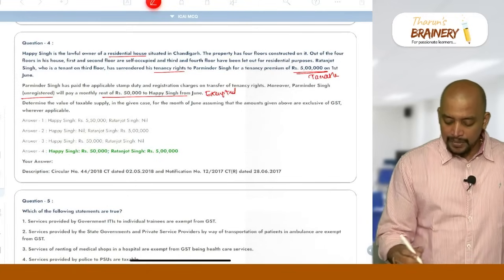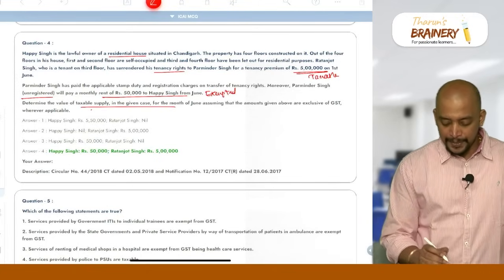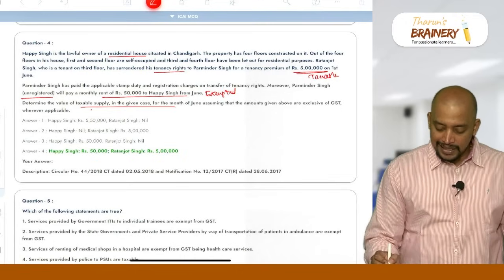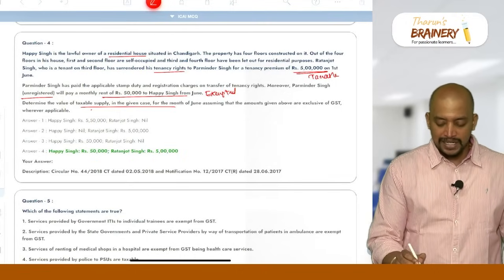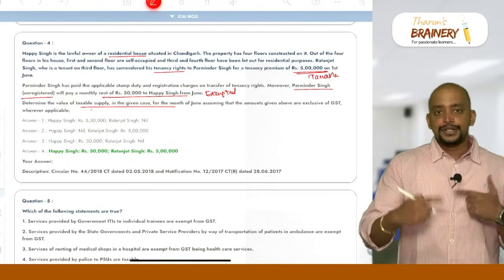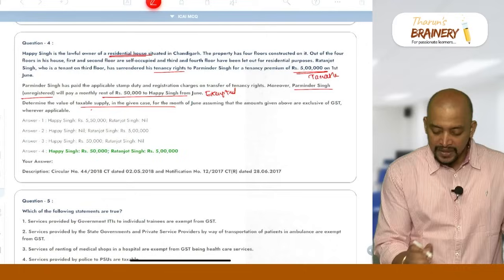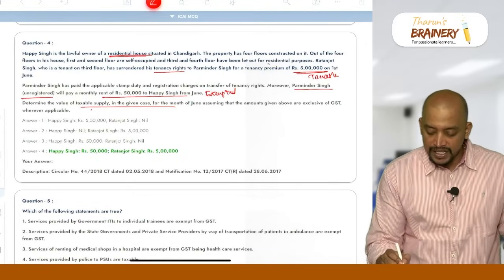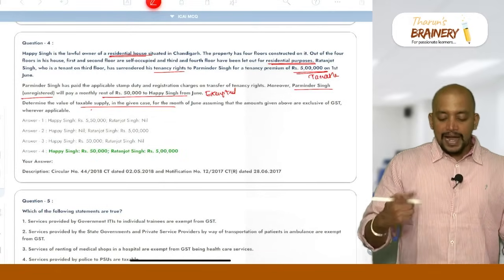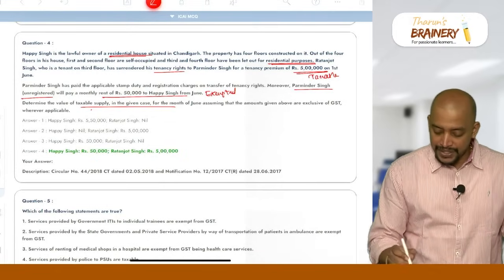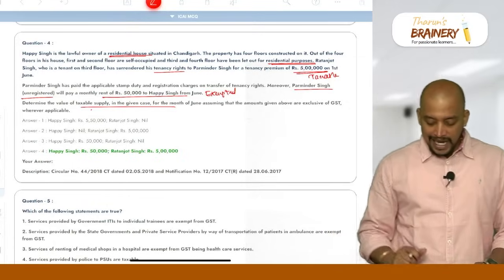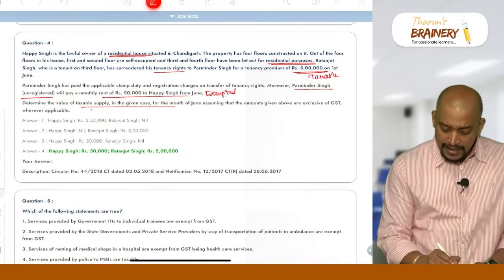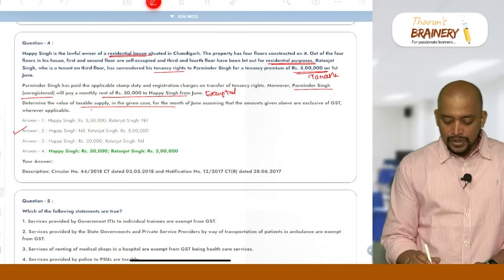Now, the question is, determine the value of taxable supply for Happy Singh: it will be exempted. Why? See, Happy Singh is getting the rent. Parminder Singh will pay a monthly rent of 50,000 to Happy Singh. Parminder Singh is an unregistered person. So, renting of residential property, for residential purpose, because it is let out for residential purpose, and to an unregistered person, is exempted. So, what is the correct answer in this case? The correct answer in this case is Happy Singh will be nil and Ratanjot Singh will be 5 lakhs.